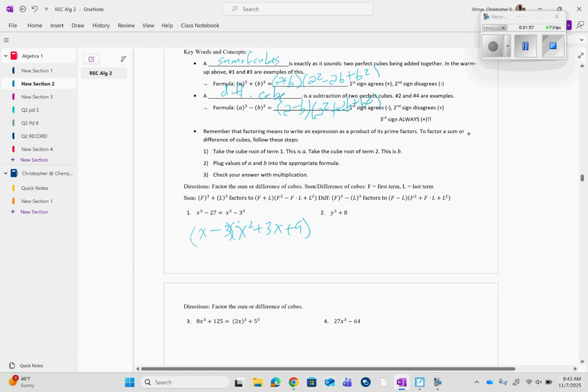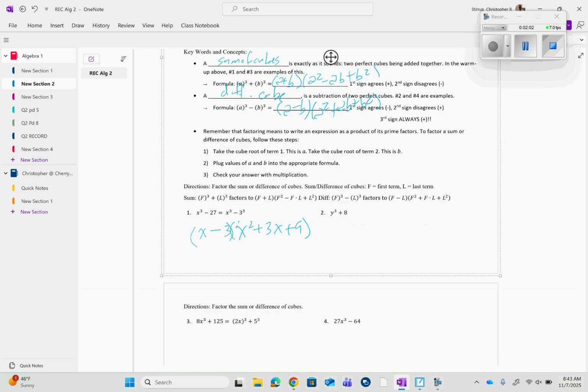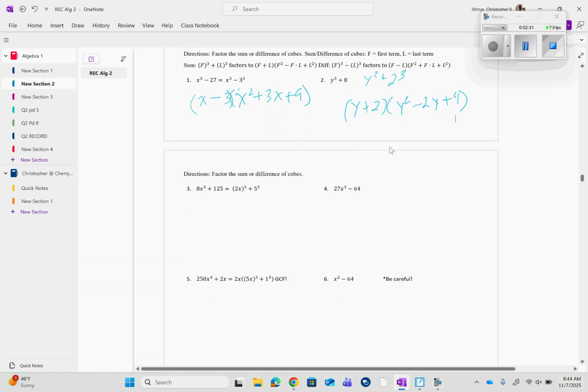This is the same thing. That's going to be the same thing as going, do that pen start working again? So y to the third is y to the third, but I'm going to change 8 to 2 to the third. We're adding, so we're going to use this equation. So I'm going to go first, and then I'm going to square the first, subtract the first and last, and then square the last. So it looks a little different, doesn't it? So let's go down this a little bit more.